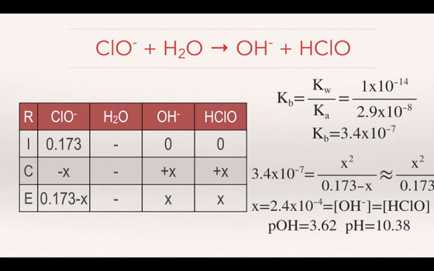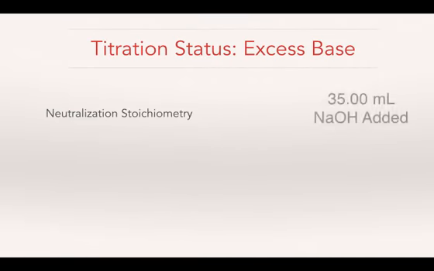Our pH then can be determined by using the equation 14 equals pH plus pOH. One of the things to notice here is that at equivalence, our pH is 10.38 because the salt that's produced contains the hypochlorite ion, which acts as a base in solution, raising the pH above 7. If we were to continue to add base, the base will now be in excess.